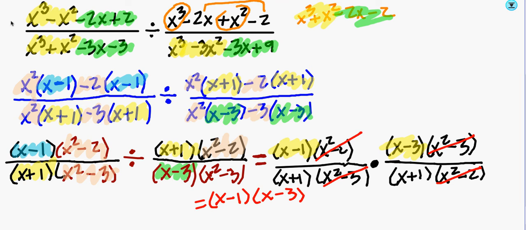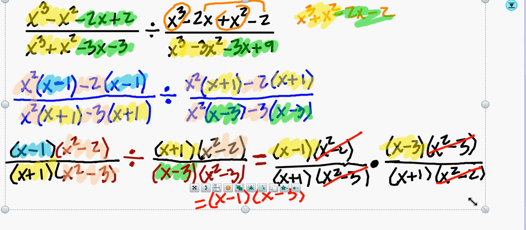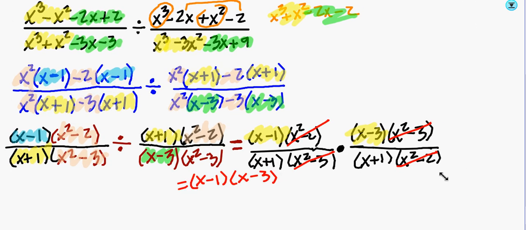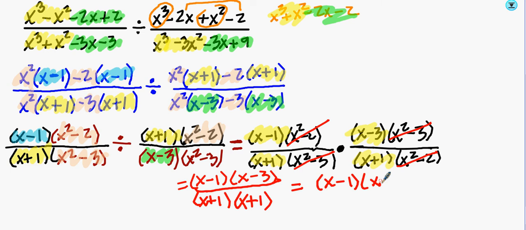And at the bottom of this problem, we're going to have x plus 1 times x plus 1. And then if we simplify that, we can rewrite that as x minus 1 times x minus 3. And in the bottom, x plus 1 times x plus 1 is just x plus 1 to the second power. And that is your answer.